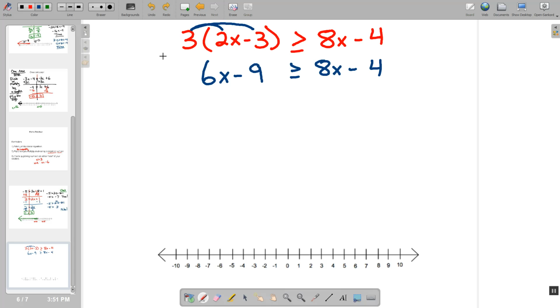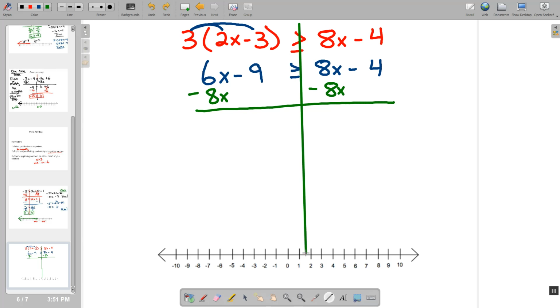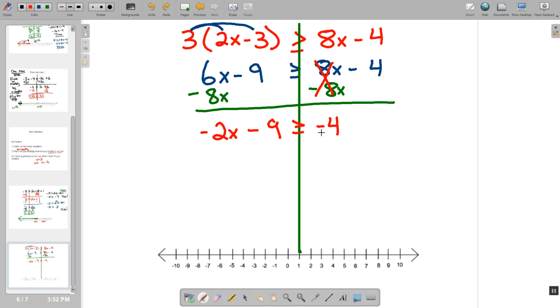All right, from this step, I can move the variables in either direction. I'm going to move the variables to the left this time, but you can do either direction and you'll get the same answer. By the way, I forgot to write my line down my equal sign, so I'm going to do that really quickly. There we go. So I have negative 2x minus 9 is greater than or equal to negative 4. I'm going to add 9 to both sides. And I get negative 2x is greater than or equal to positive 5.